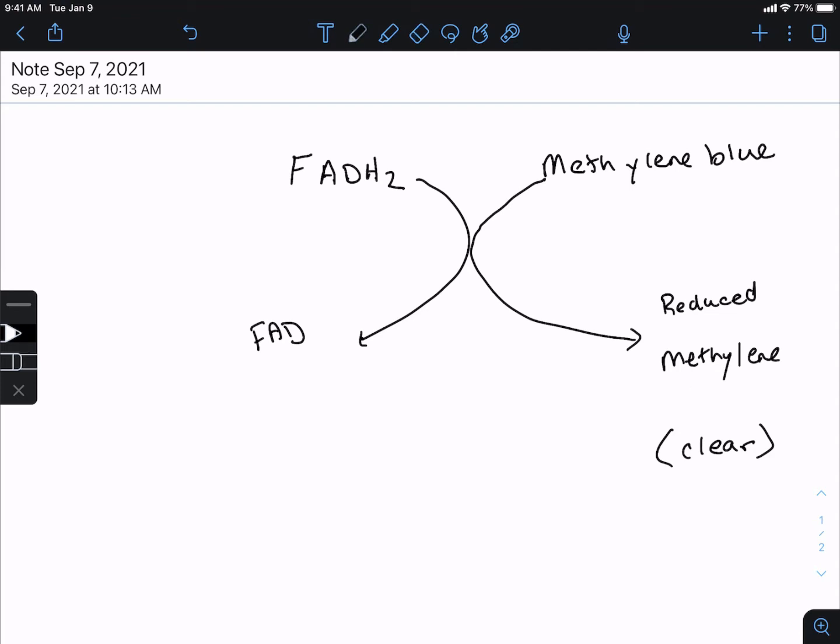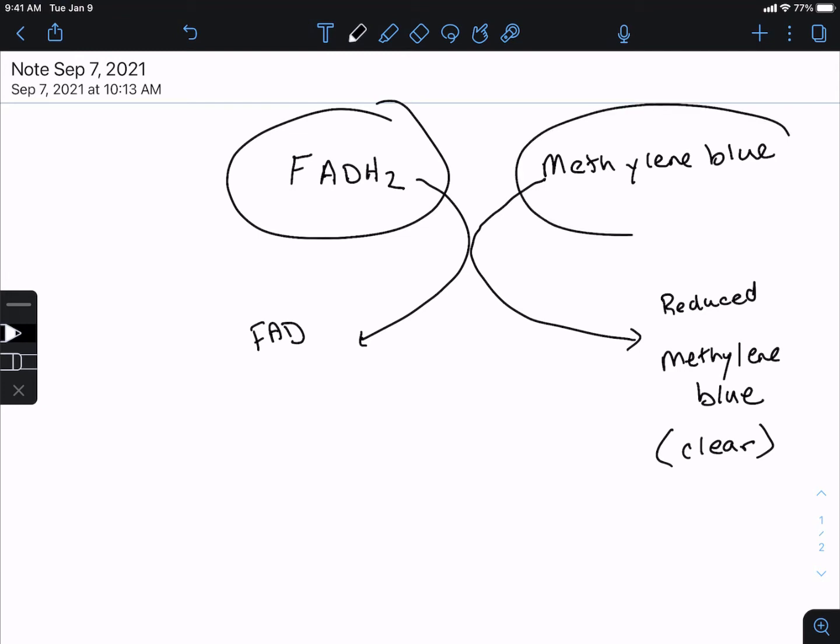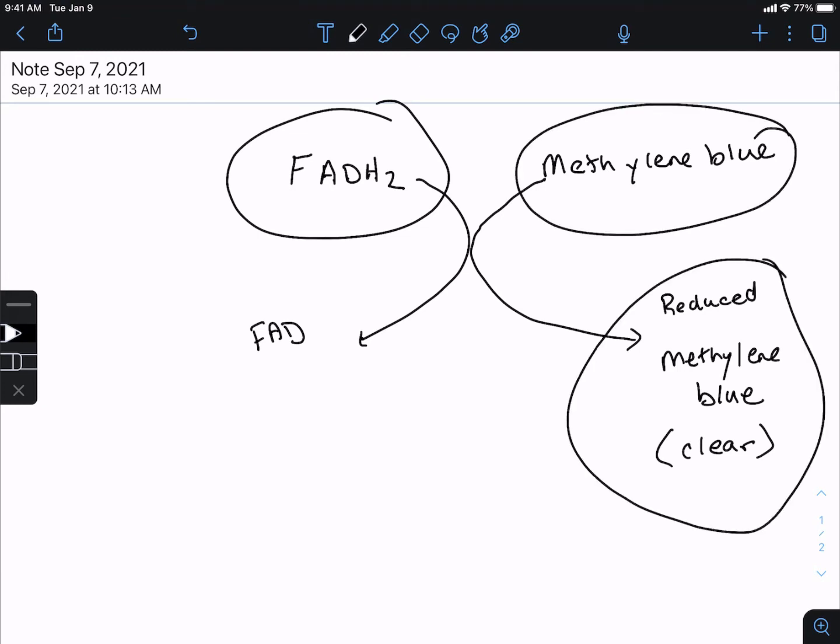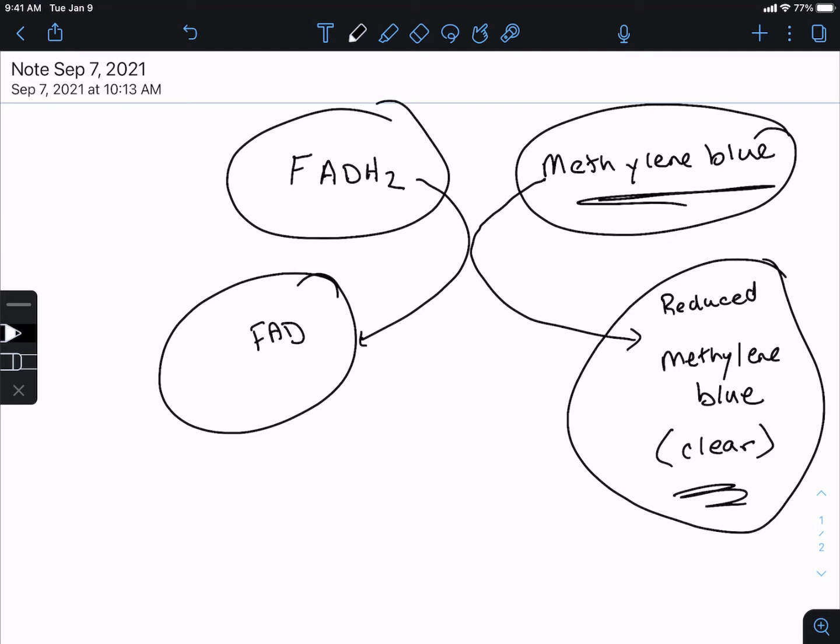And so that actually is going to be used as a tool for us in lab. We're going to use this redox reaction. As more FADH2 is produced, more methylene blue is reduced into a clear form. And so our reaction is going to start out being blue, and it's going to proceed until it's clear. And each time we do this, we introduce FADH.